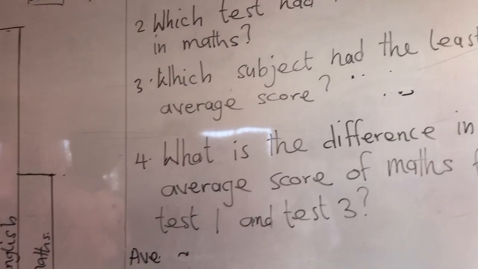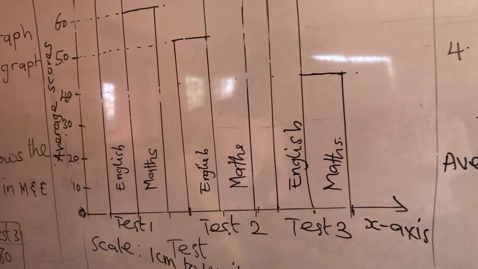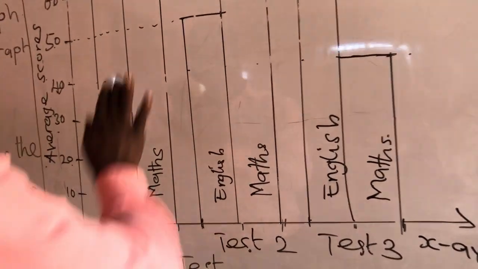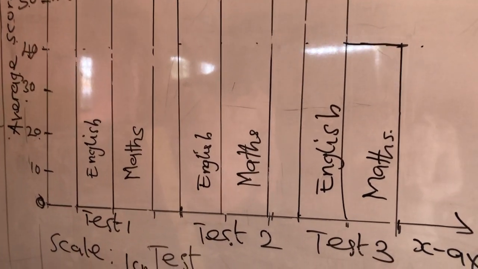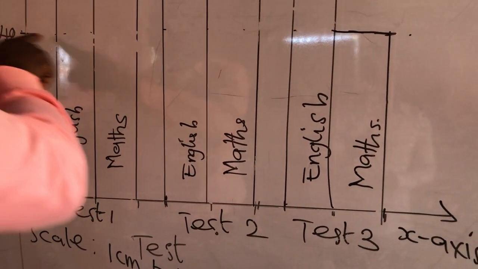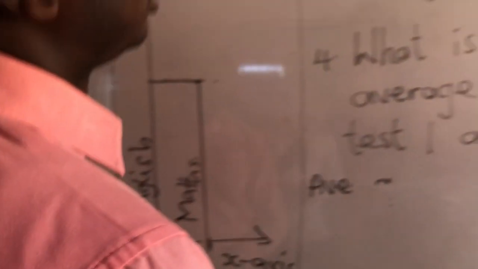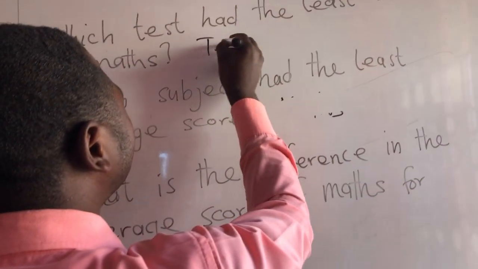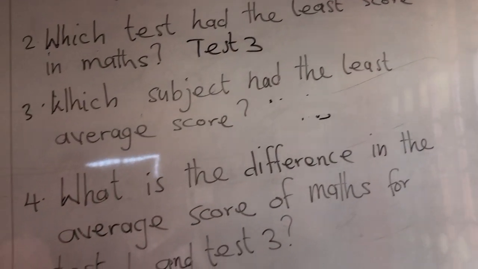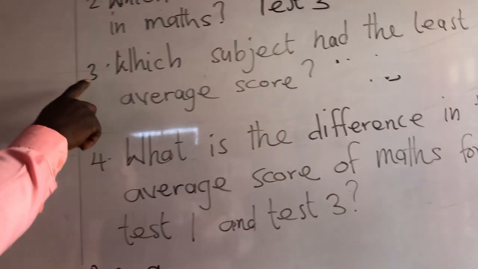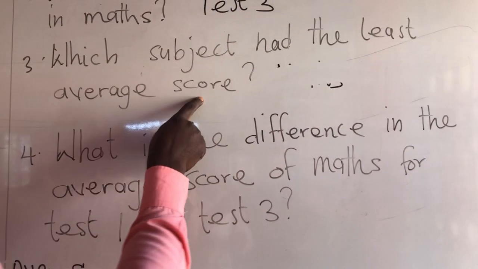Which test had the least score in maths? So the least score in mathematics. Locate the smallest bar in mathematics. Which one is it? Look at it. So it's 40. That is test 3, the same test 3. Good. Now, number 3.